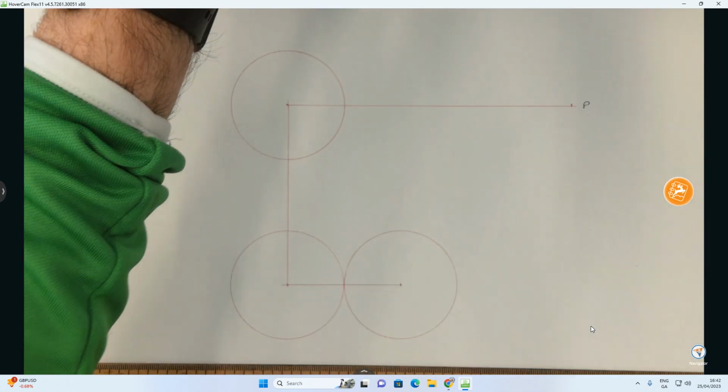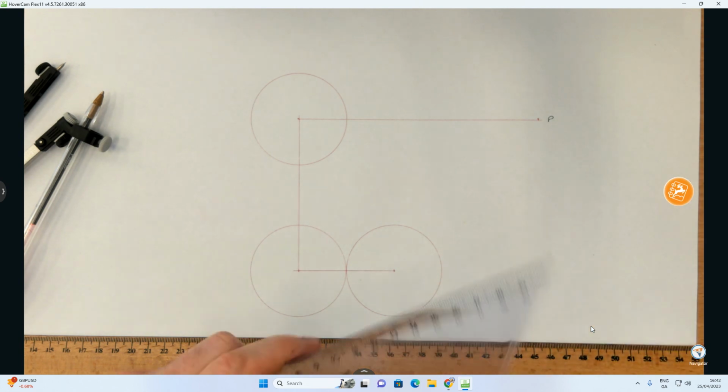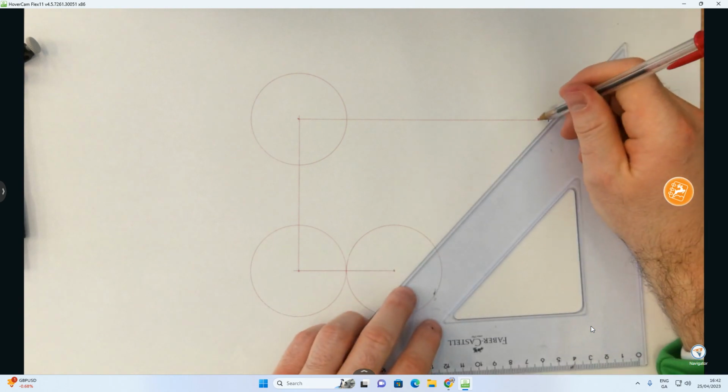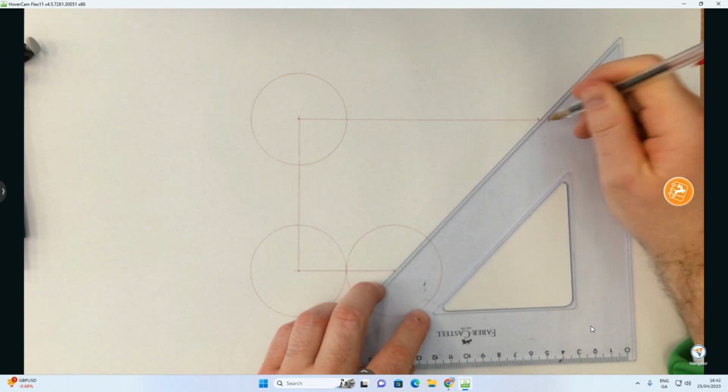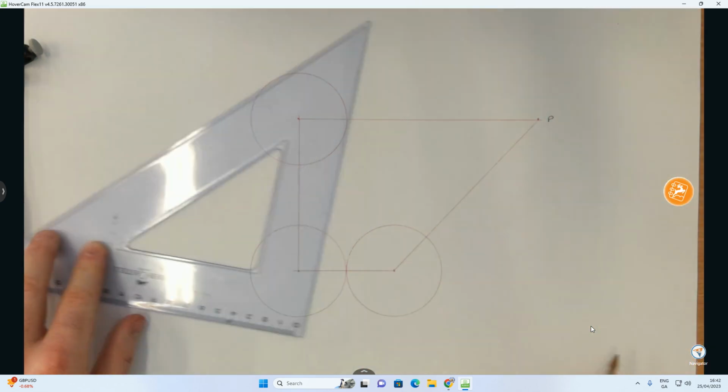So how do we get a tangent? There's a couple of steps involved. We want a tangent line to connect to here. Okay, the method is from P, connect P to the center of the circle you want to get the tangent to, because P is where the tangent is starting. Connect that line there like that.